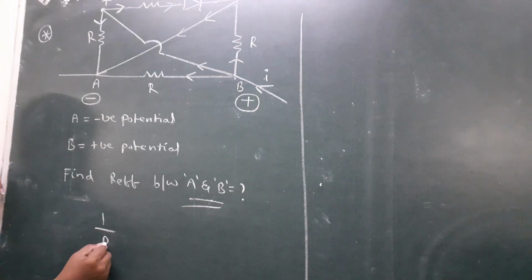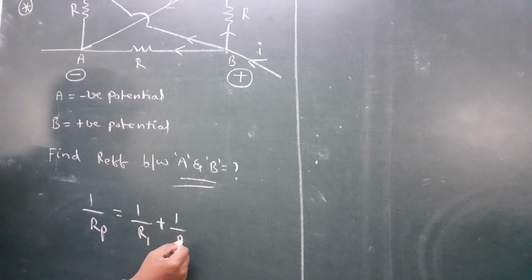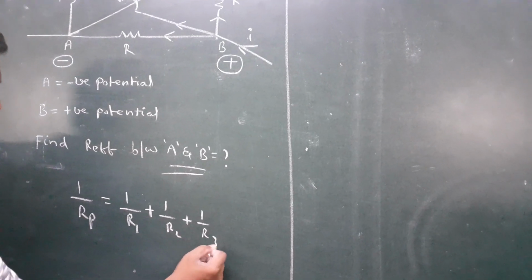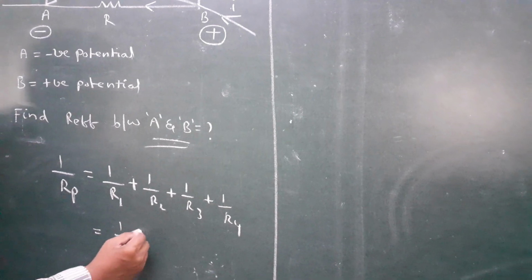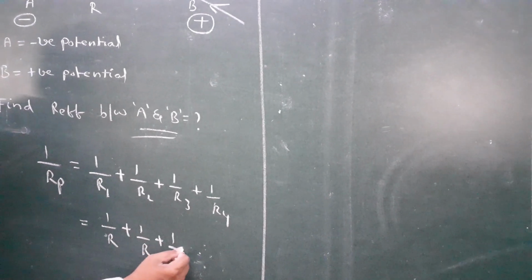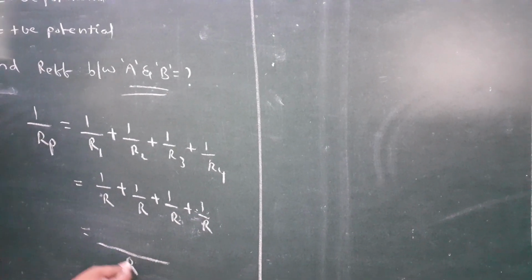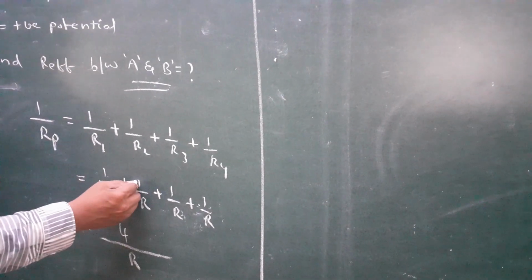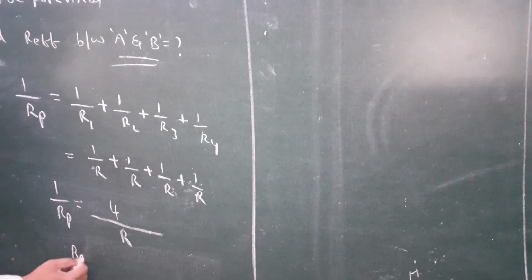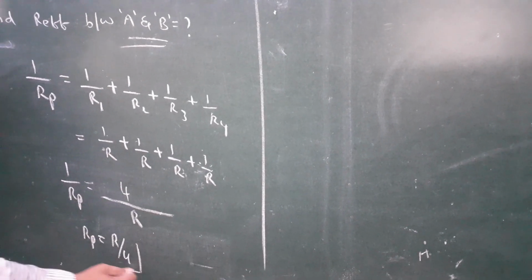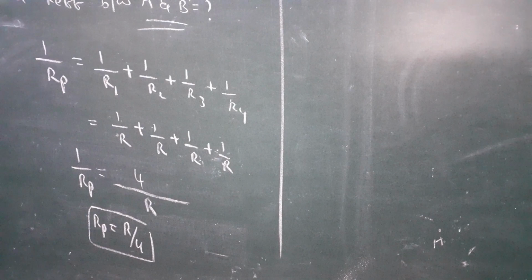Parallel means 1 by Rp equal to 1 by R1 plus 1 by R2 plus 1 by R3 plus 1 by R4. R1 is R, R2 is R, R3 is R, R4 is R. Here neatly the LCM is R. All the ones are added: 1 plus 1 is 2, 2 plus 1 is 3, 3 plus 1 is 4. What is the Rp value now? We get R by 4. Here the Rp value is R by 4. Okay. This is the answer.